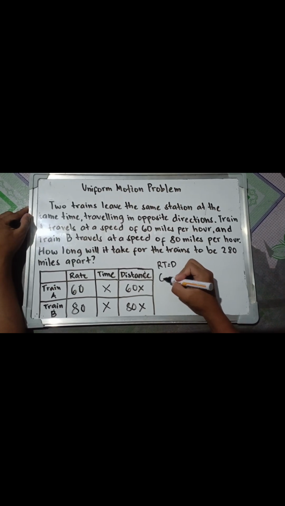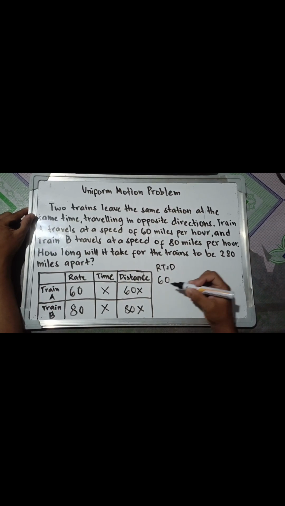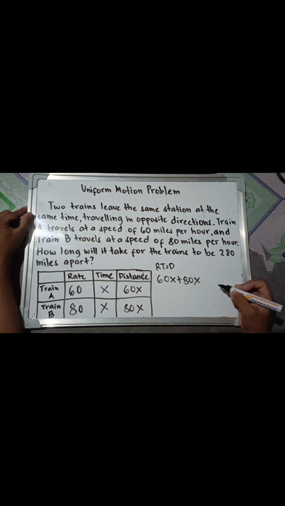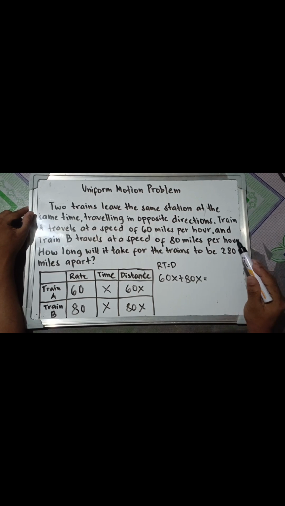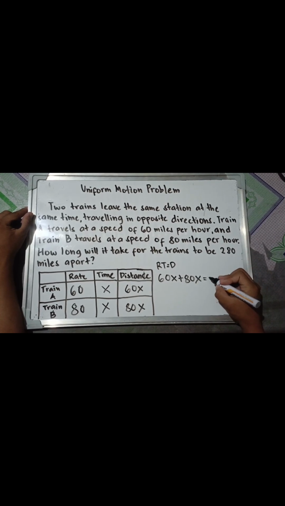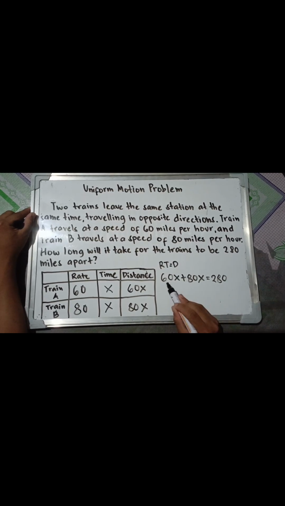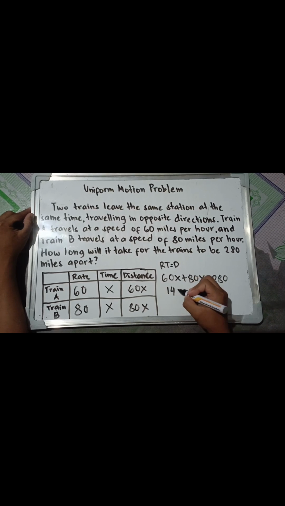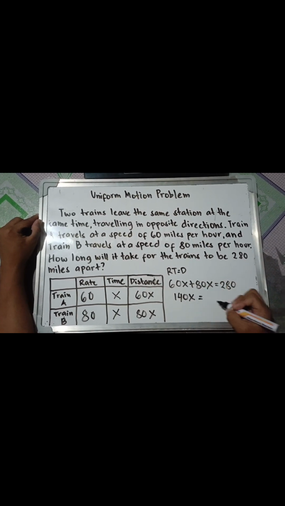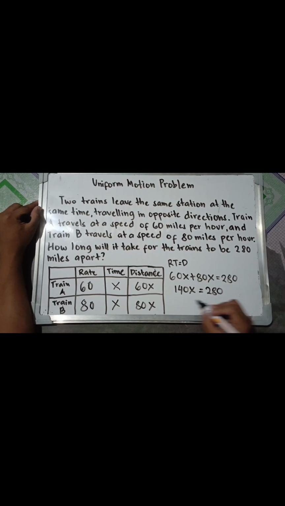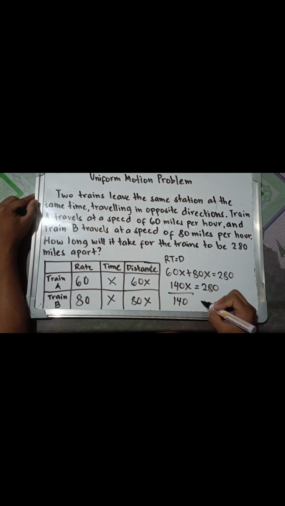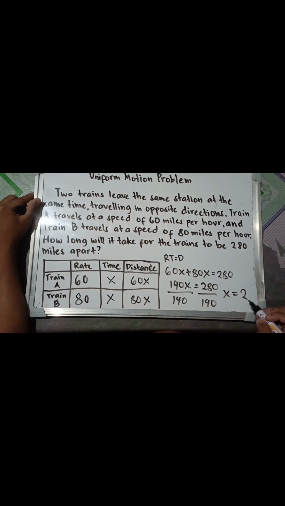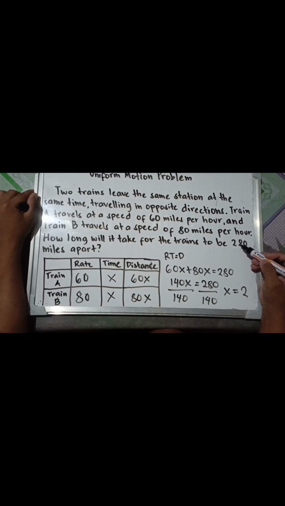Then we just add the distance of train A and train B, equals 280 miles apart. In adding these two distances, we come up with 140x equals 280. Divide both sides by 140. So our x here is 2. So this is the total time for them to be 280 miles apart.